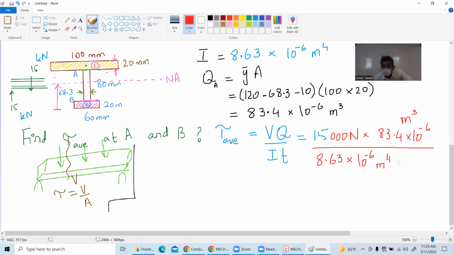Multiply by T. What is T? Thickness of the layer, which is the contact layer. Very nice, contact layer is the right answer. I wanted everyone to focus on contact. 20 millimeter. Oh, what is this, 20 meter? Is it millimeter? Yeah, I think I made a mistake. Thickness is 20 millimeter, as one of the students has told us. Give me the value of average shear stress.